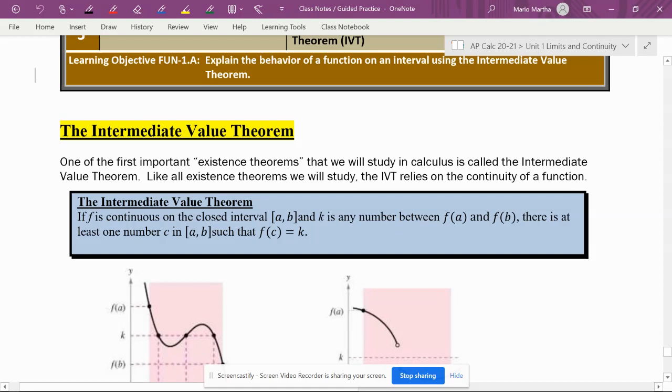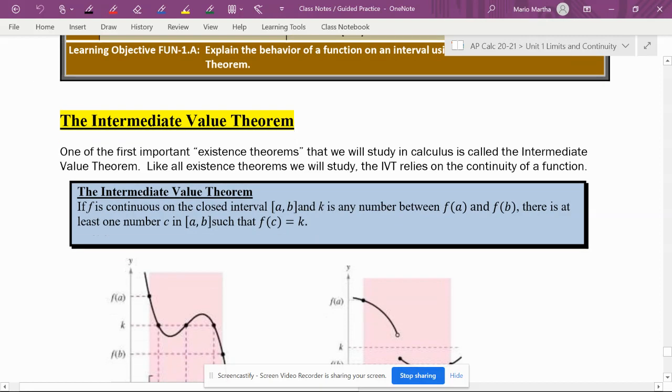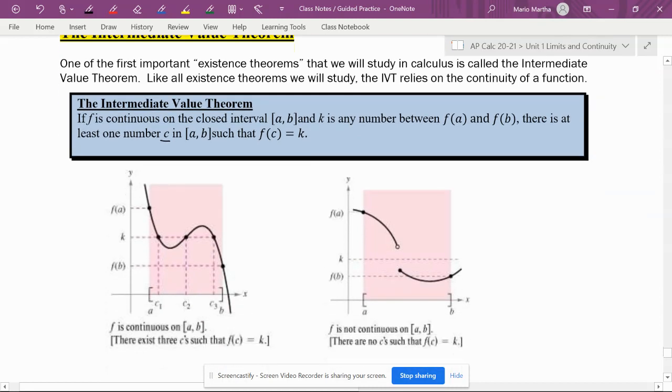Like all existence theorems we will study, the IVT relies on the continuity of a function. And the theorem is stated right there. So the IVT: if f is continuous on the closed interval [a, b] and k is any number between f of a and f of b, then there is at least one c in [a, b] such that f of c is equal to k.